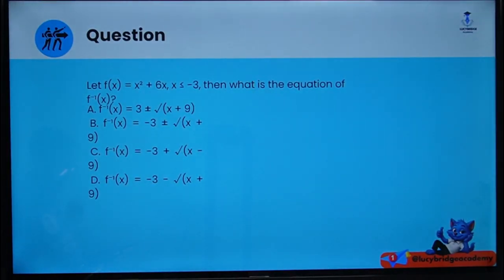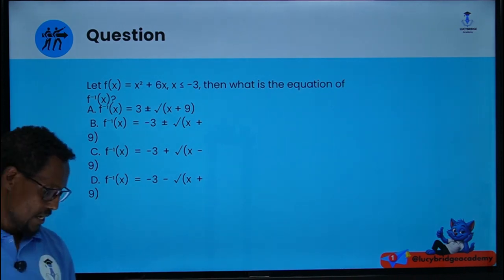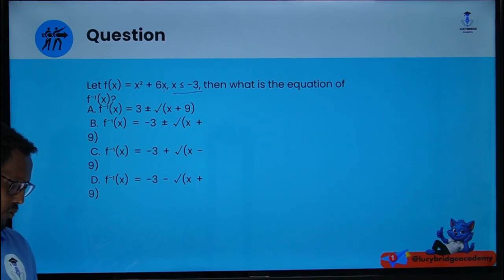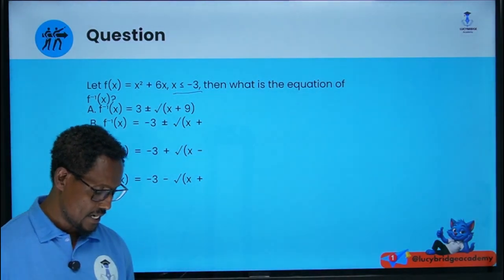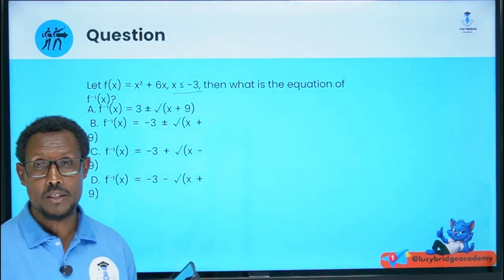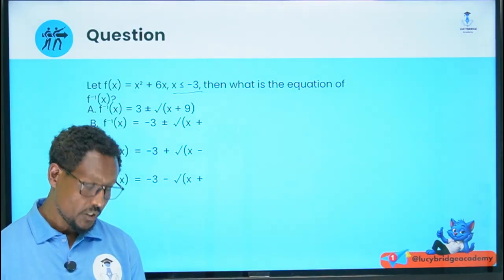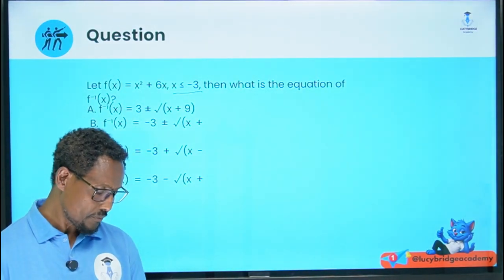Okay, let f of x is equal to x squared plus 6x for x is less than or equal to minus 3. Then what is the equation of f inverse of x? Look, the domain is restricted. In this case, f of x, which is equal to x squared plus 6x, is a one-to-one function when x is less than or equal to minus 3. So we can find its inverse.